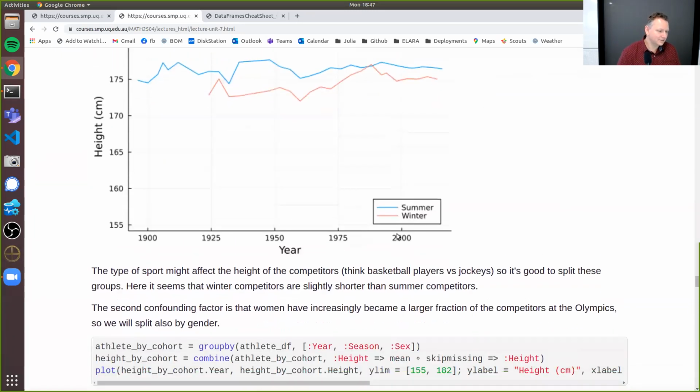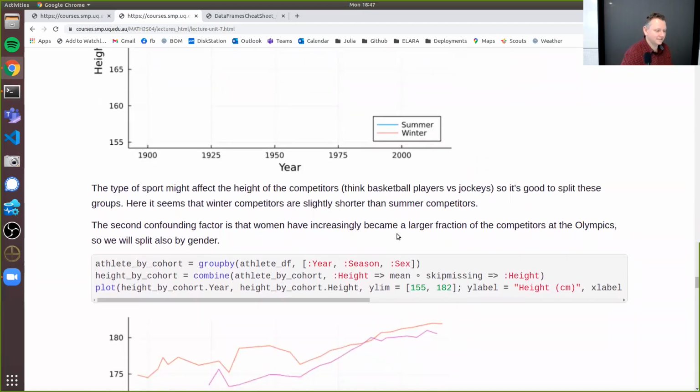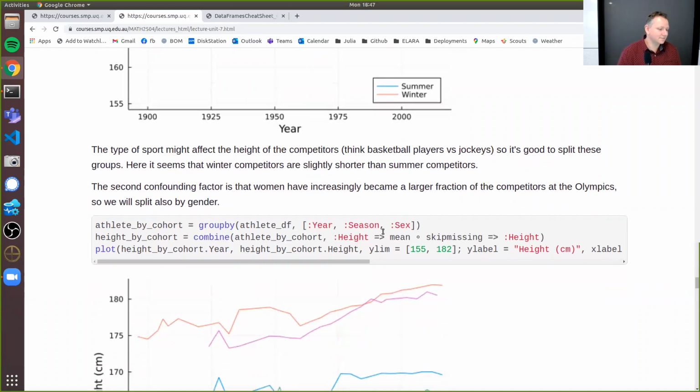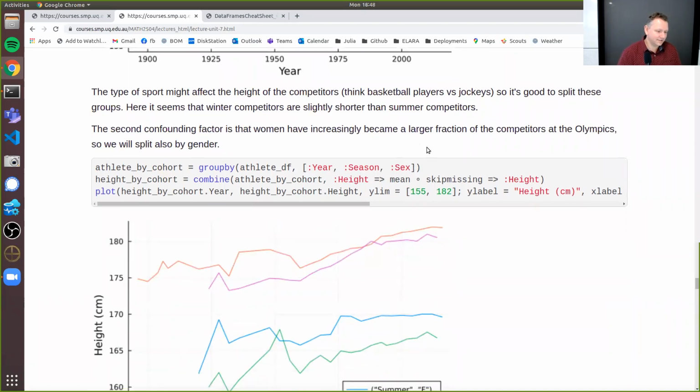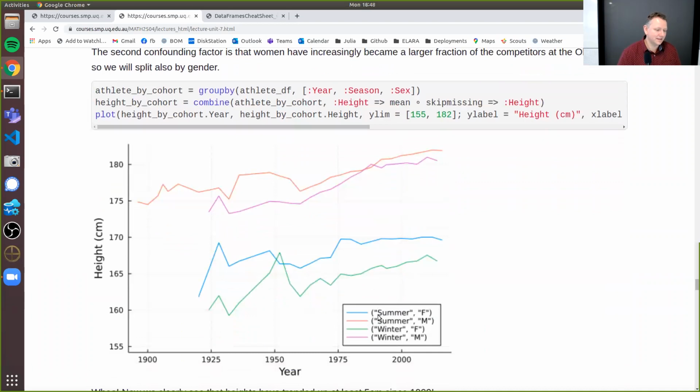That's a bit more sensible, but there's still another thing going on. Women have actually become a larger fraction of the competitors at the Olympics over time. So if we split by year, season, and gender, we end up with a much more telling picture. We've got summer female competitors in blue, summer male competitors in red, winter female competitors in green, and winter male competitors in pink here. And all four of these lines are going up. So this is interesting.